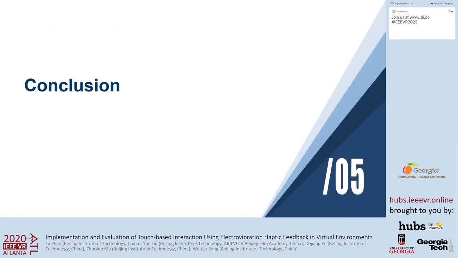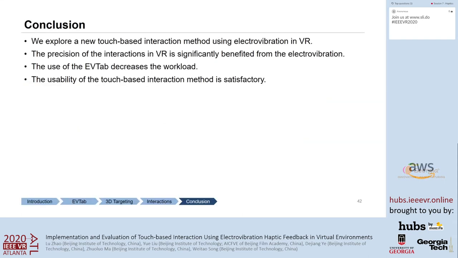Now let's make a conclusion. In our work, we explore a new touch-based interaction method using electrovibration haptic feedback in virtual environments. By mapping three electrovibration display modes with interactions in VR, we implement a portable spatial tracking interactive system, the EV tab. We then conduct a 3D targeting task in a virtual environment based on Fitts' law to assess the performance and effects of the electrovibration.